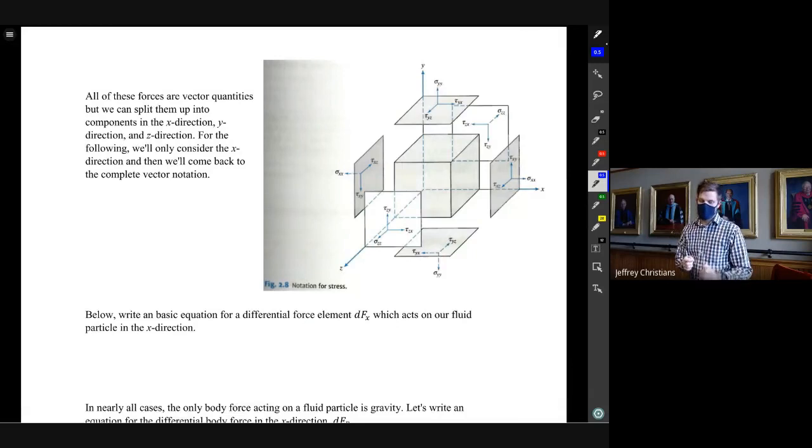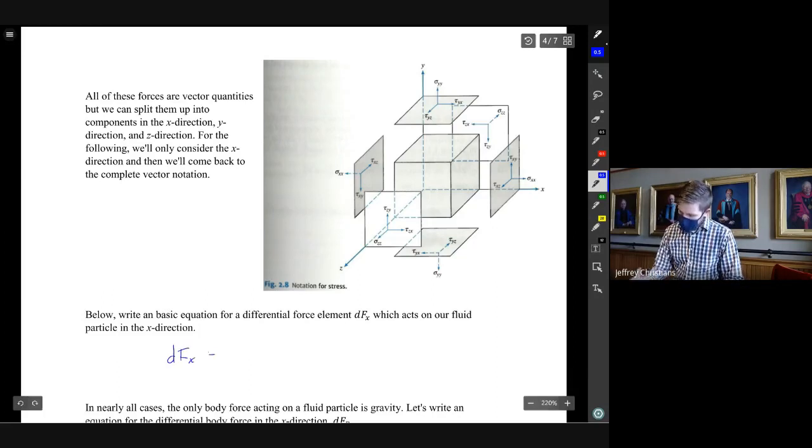So if you flip to the next page, this is a diagram that we looked at earlier in the class when we were thinking about forces, shear stress, normal stress, and the notation that we were going to use. The base simplified equation for the net forces acting on our fluid is going to be body forces plus surface forces. We'll look first at just the x direction, and then the y and z follow pretty easily once you get x. So we'll just look at x.